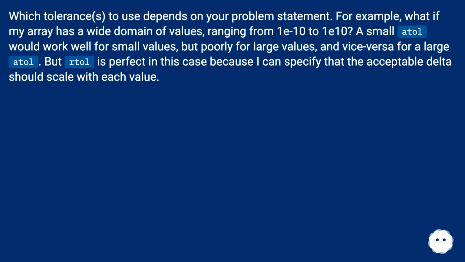Which tolerances to use depends on your problem statement. For example, what if my array has a wide domain of values, ranging from 1 times 10 to the power of negative 10 to 1 times 10 to the power of 10? A small atol would work well for small values, but poorly for large values, and vice versa for a large atol. But rtol is perfect in this case because I can specify that the acceptable delta should scale with each value.